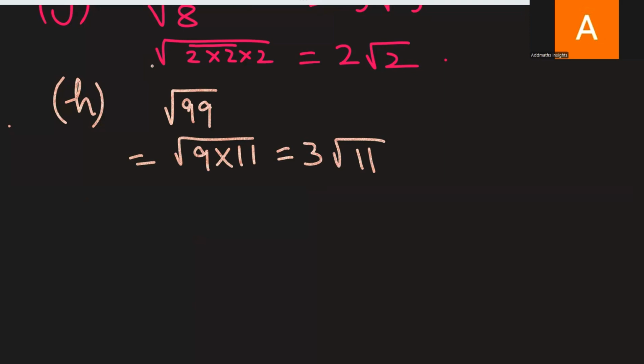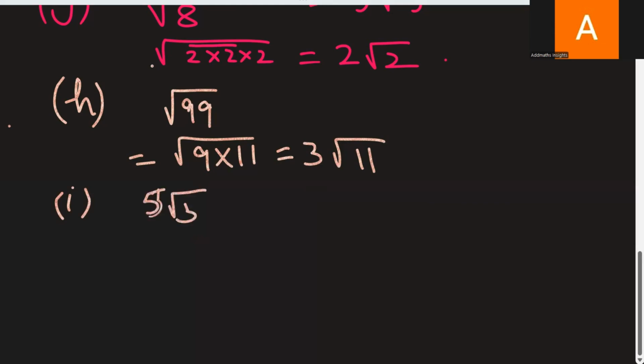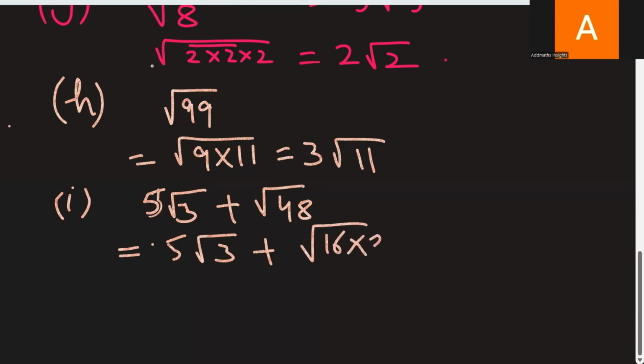For example, you have to simplify a question of the type 5 under root 3 plus under root 48. Then you need to first simplify it. You can write 48 as 16 times 3. And you know the square root of 16 is 4. So you can here write 4 under root 3.